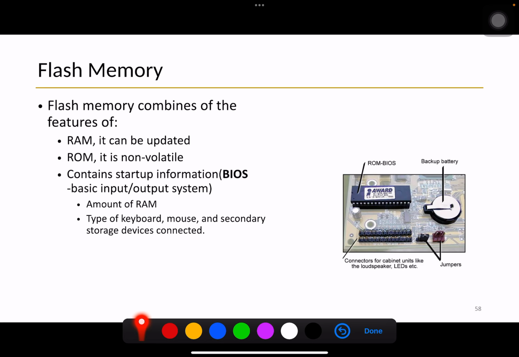Okay, flash memory combines the features of RAM and ROM. Okay, so in system unit, flash memory is used as BIOS. Okay, BIOS ni adalah singkatan dia basic input output system. Okay, so nak simpan apa? The amount of RAM, the capacity of RAM, the type of keyboard, mouse and secondary storage devices connected. Semua maklumat-maklumat ni disimpan di dalam BIOS.